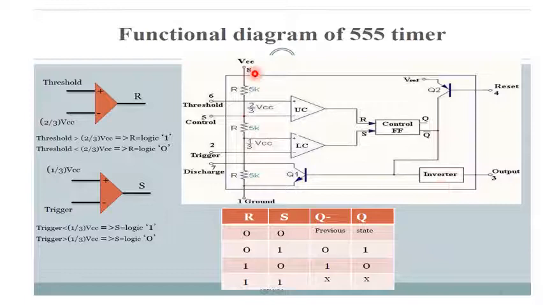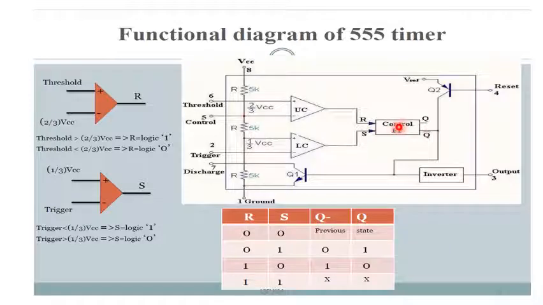Here the pin numbers are also mentioned. Pin number 8 is VCC, and pin number 1 is ground. Pin number 6 is threshold, pin number 5 is control. Pin number 2 is trigger, which is like an input here. Pin number 7 is discharge. Pin number 3 is output, and pin number 4 is reset. Q1 is an NPN transistor and Q2 is a PNP transistor. And this is the SR flip-flop.